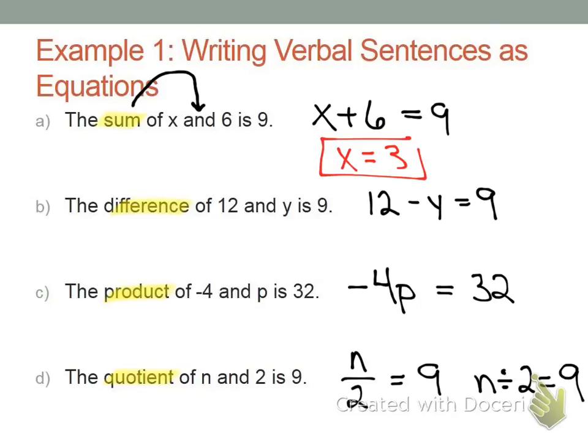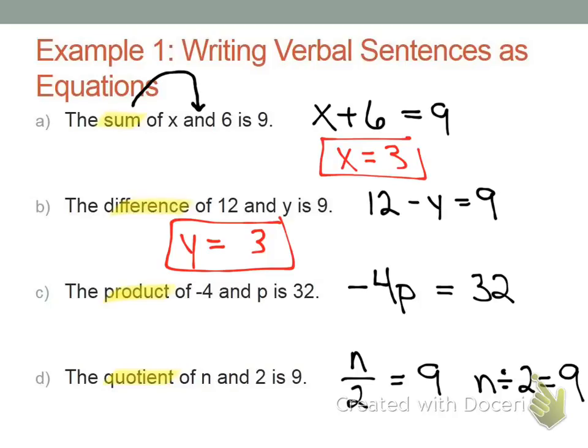All right, what about B? 12 minus what number equals 9? 3. Y equals 3. Do you see how we're identifying the variable, y equals? We're not just saying negative 3. Not negative, just 3, because there's already a subtraction sign. Y equals 3.